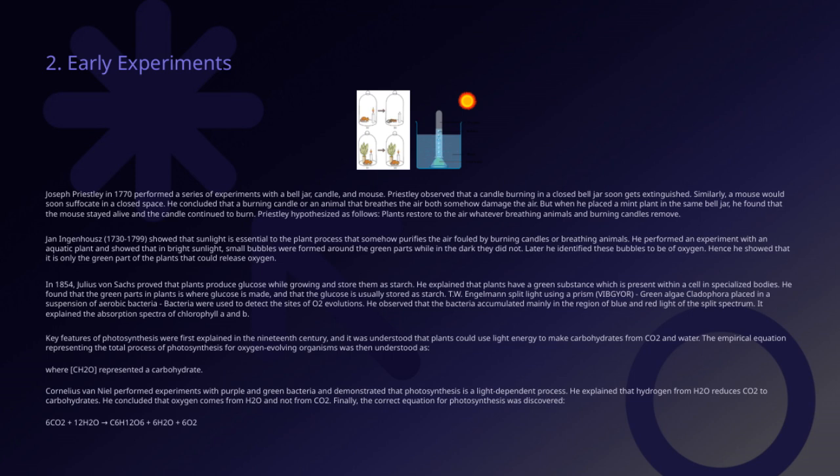This led to the formulation of the correct overall equation for photosynthesis, where we see that carbohydrates, represented as CH2O, are produced along with oxygen and water. Moving to the 19th century, scientists first explained key features of photosynthesis. They understood that plants use light energy to convert carbon dioxide and water into carbohydrates. The empirical equation we now associate with this process sums it up. Carbon dioxide plus water, in the presence of light, produces glucose and oxygen.